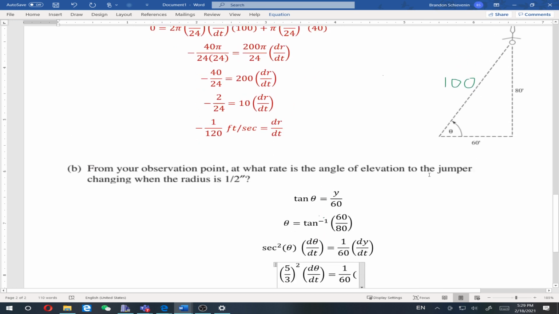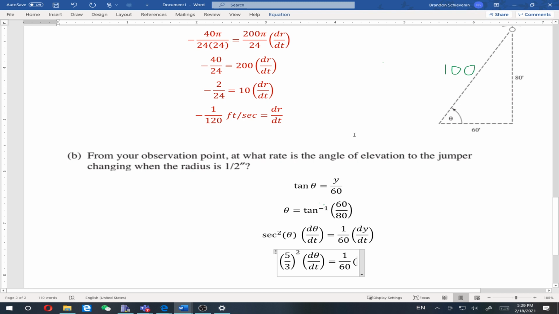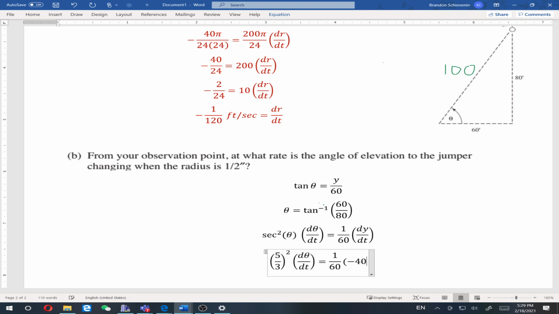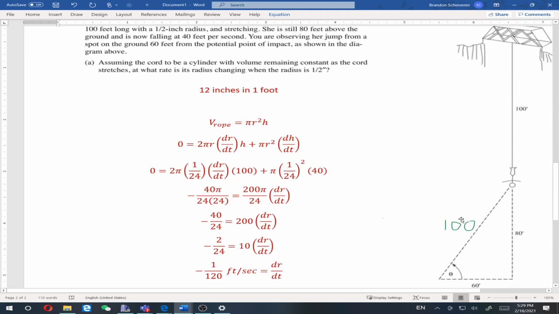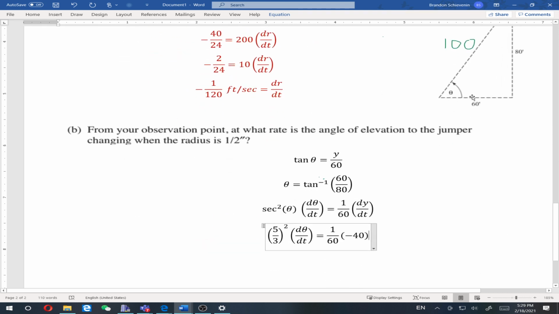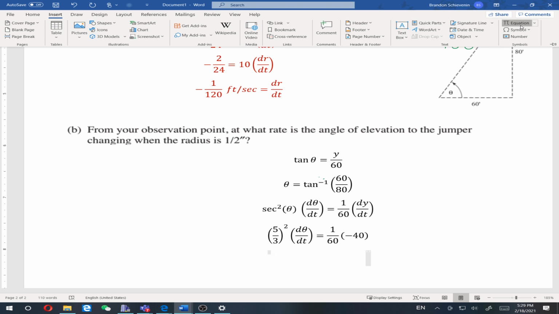So should that be positive or negative in this case, for the change in y? Negative, because her height is changing at that rate. Double checking to make sure these are measured in feet instead of inches, because we messed that up last time. 60, 80, so 60 feet. The question says these are measured in feet, so right now everything is feet. Okay, and I need to solve for d theta over dt. What do I need to do next? Divide by 5 over 3 squared on both sides.